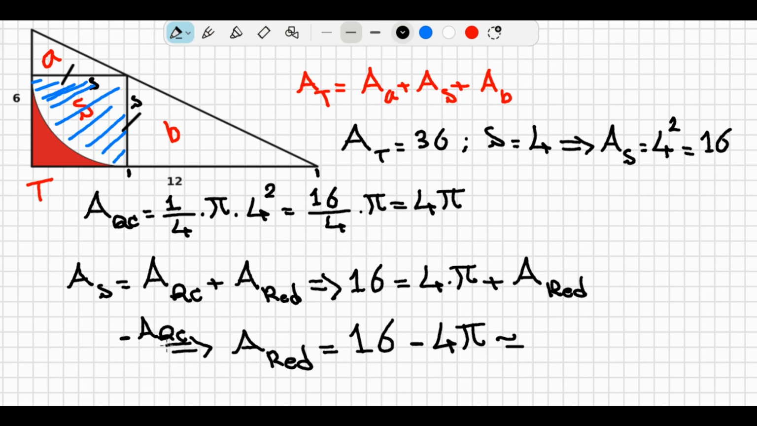That is almost 3.4. Okay, our final answer is 3.4.